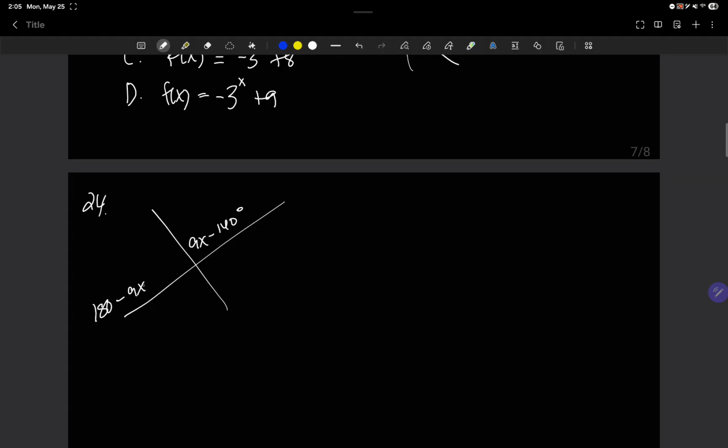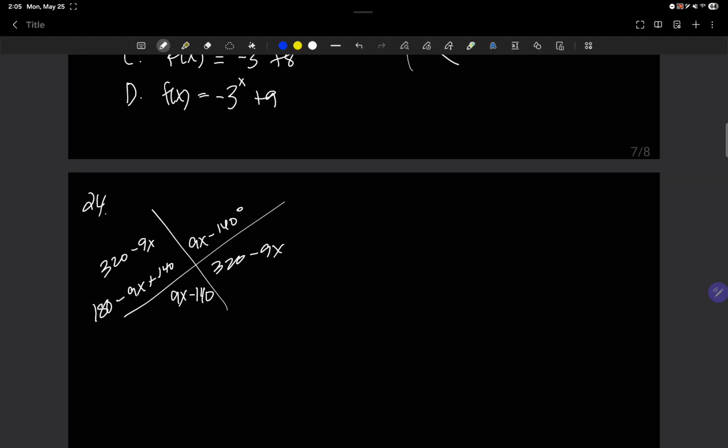So 180 minus a negative 140, so that would be adding 140. So that'd be 20 and 12, so 220. No, not 220, 320. And if they intersect, they're going to have to be the same, like their vertical angles. So that's going to have to be 9x minus 140, and this one will have to be 320 minus 9x.